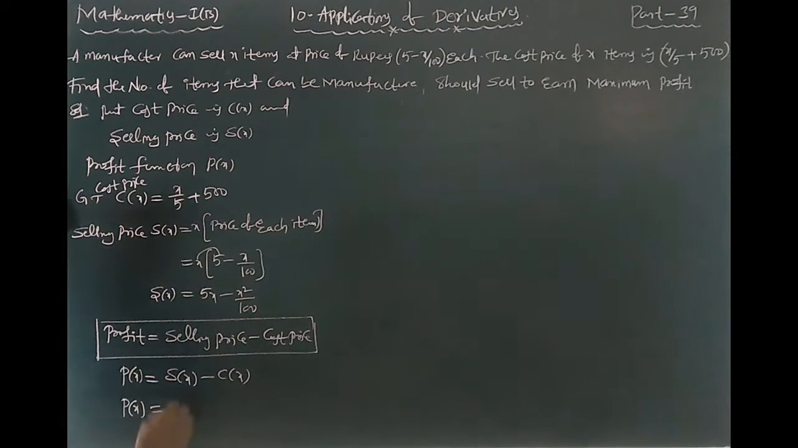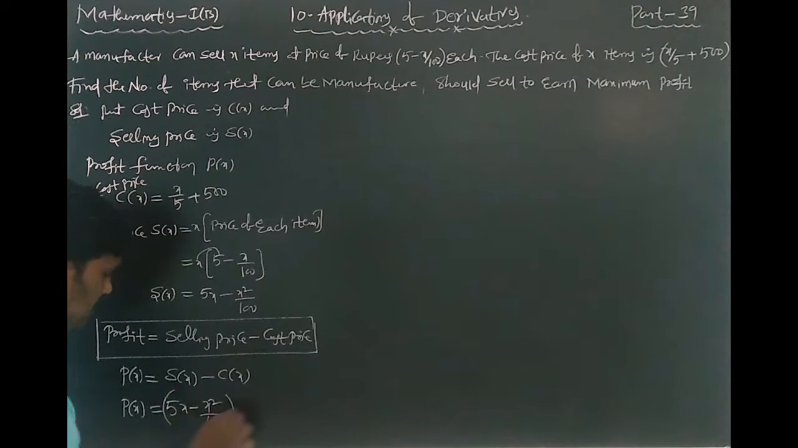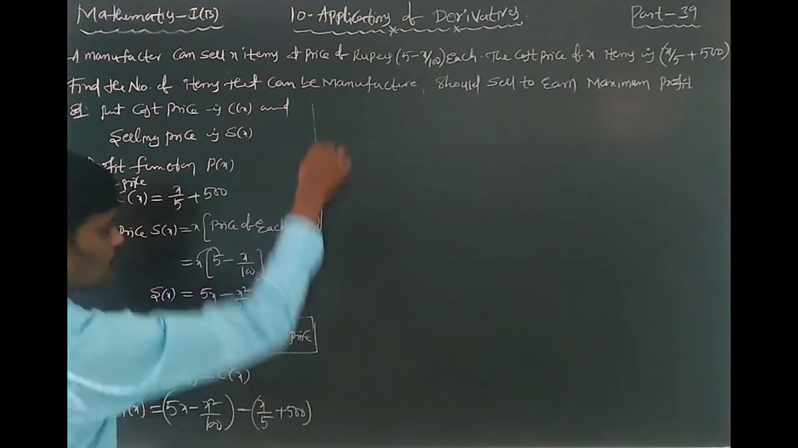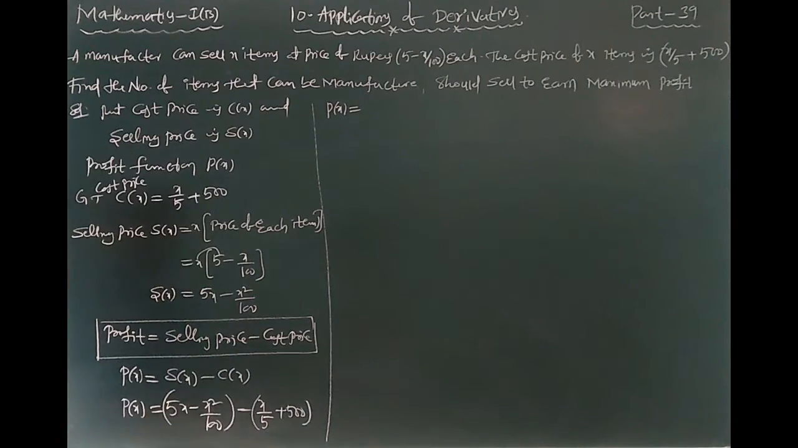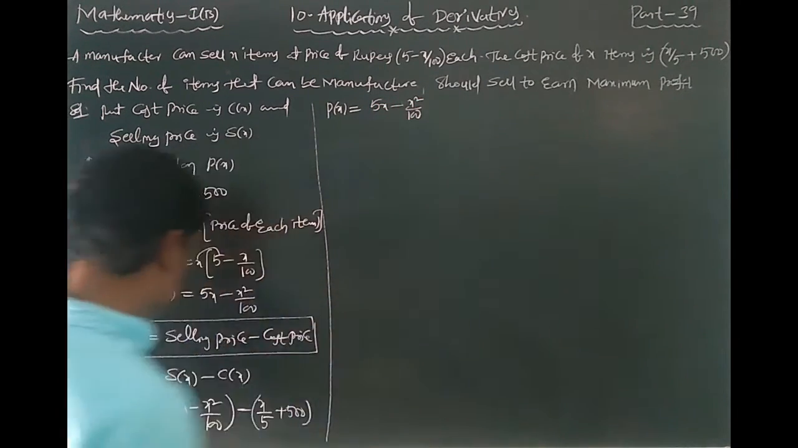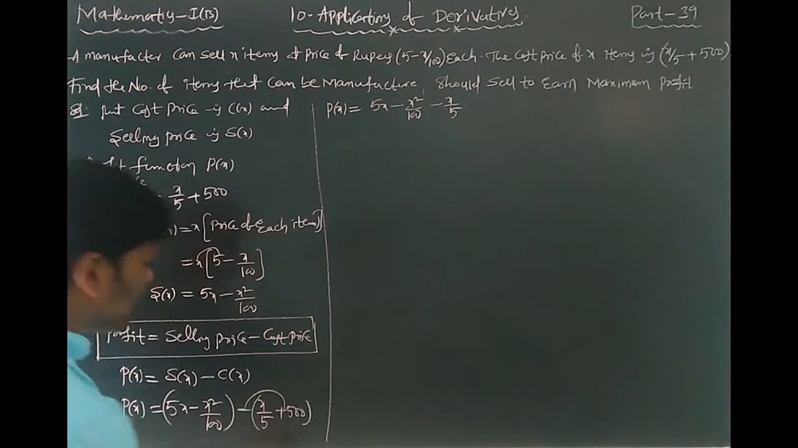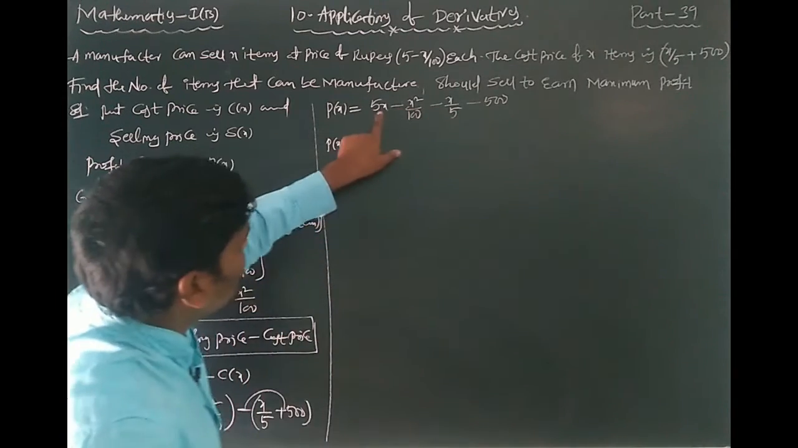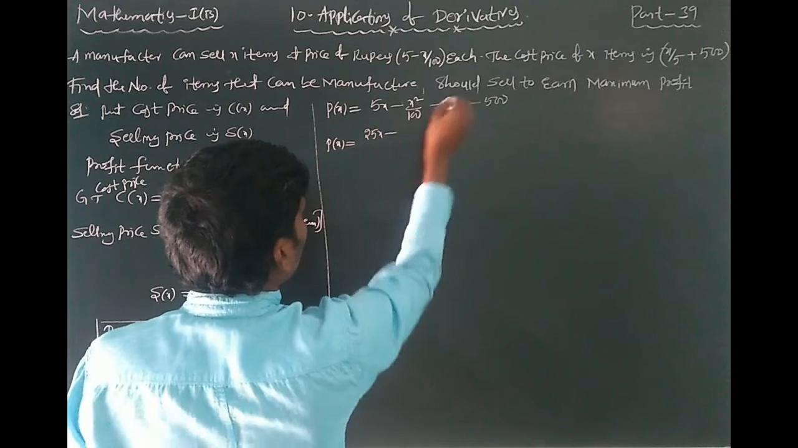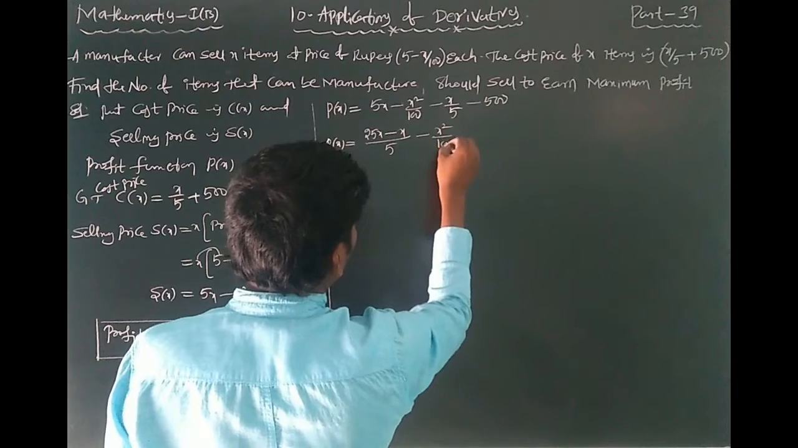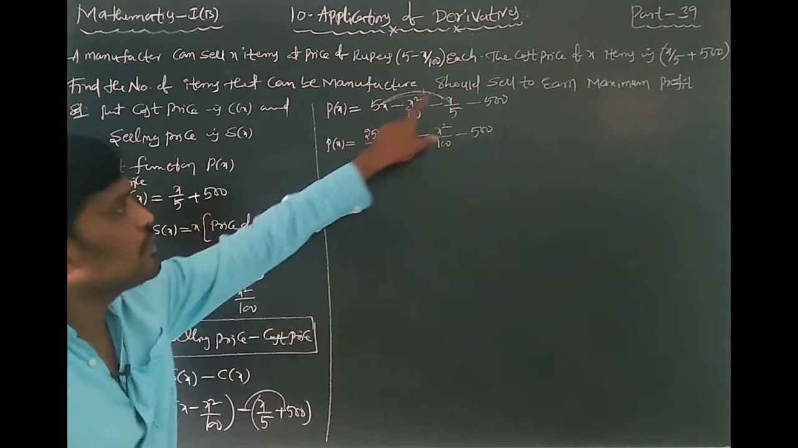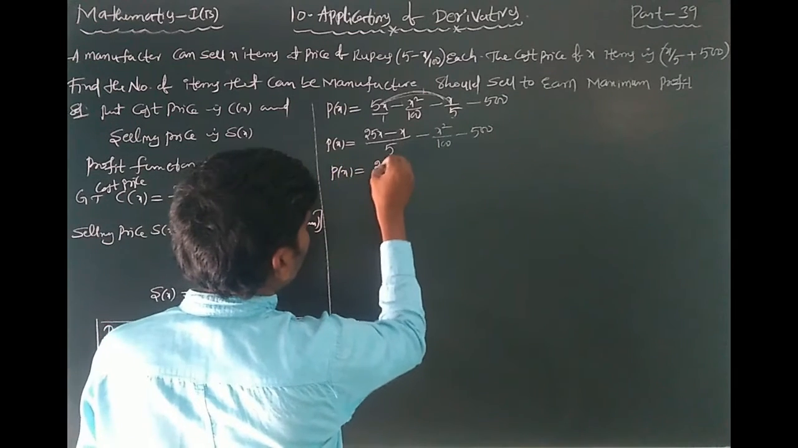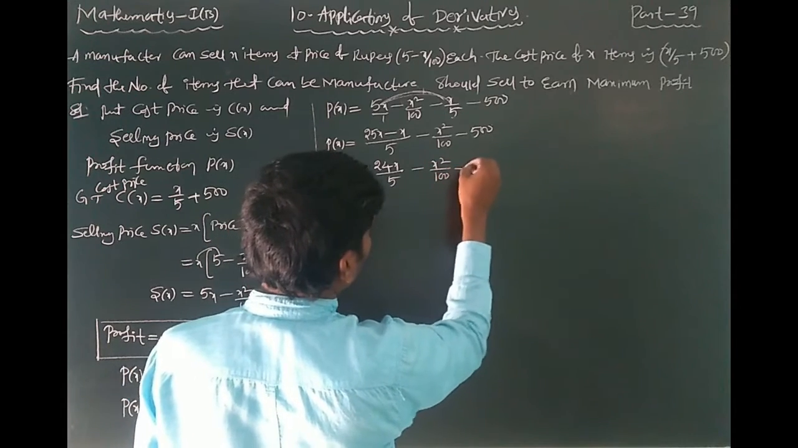What is S of X? 5X minus X squared by 100. Minus C of X, which is X by 5 plus 500. Simplify this: P of X equals 5X minus X squared by 100 minus X by 5 minus 500. Take the LCM of the two X terms: 25X minus X by 5 gives 24X by 5. So P of X equals 24X by 5 minus X squared by 100 minus 500.